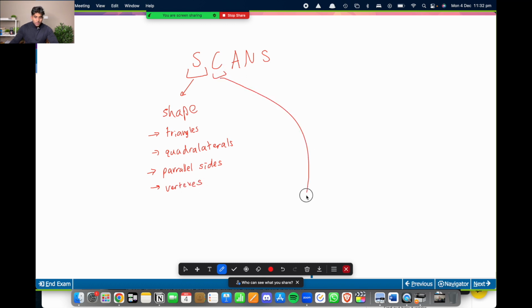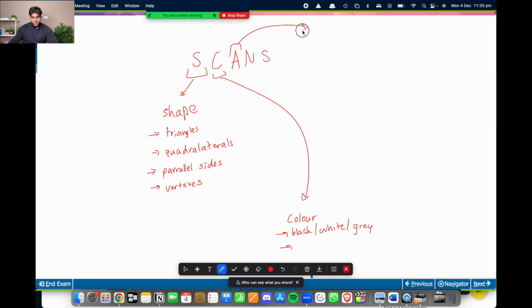Next one, C, that's for color. Color is normally the most obvious one that jumps out to you, because you'll notice whether something is black or white or gray or some sort of polka dot color. Whenever you see it, verbalize in your head, okay, these are black circles, these are white squares.